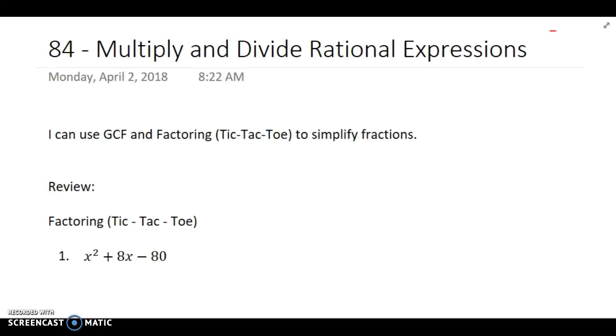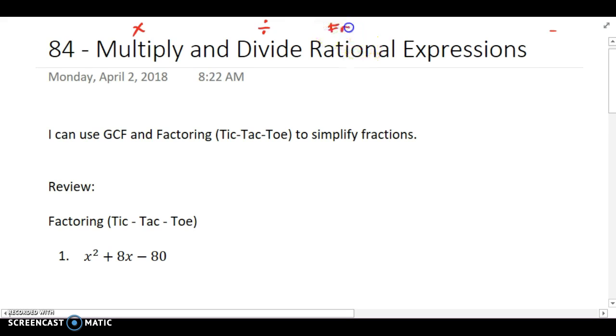So welcome back. Here we're doing 8.4. We're going to multiply and divide rational expressions. Most students know what a lot of this means, but some of it we need to remember or learn if we didn't know. So most students know what multiply is, right? Times, and then divide is the division symbol, right?